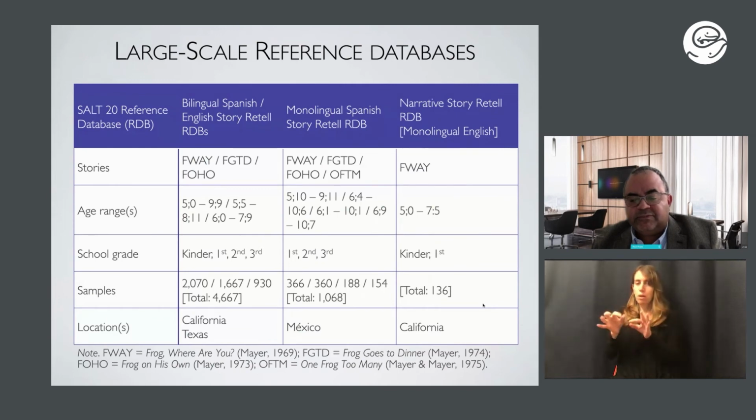So here's a sampling of some of the databases that are available. The ones that I want you all to focus on are these. These are the bilingual Spanish and the bilingual English story retell databases built into this program. These are the different frog stories that are included, the different age ranges, and these are the kids that are included in these databases. So you're going to be comparing kids to thousands of other DLLs, right, doing the same task in English and Spanish.